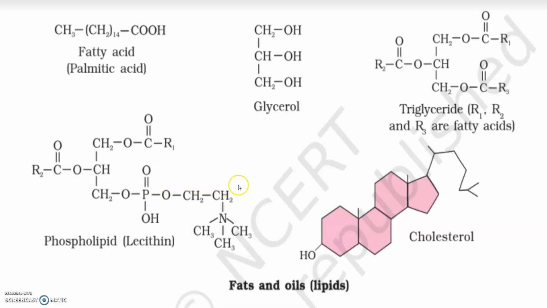Then lecithin. Lecithin here is a phospholipid. Lecithin is one such example, which is found in the cell membrane. Some tissues, especially neural tissues, have lipids with more complex structures.